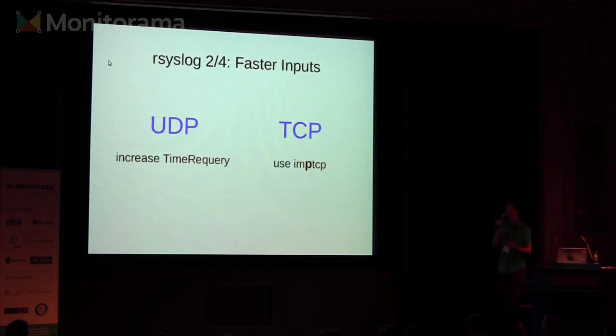On the receiving side, if you use UDP, you probably want to increase the time requery setting, which tells rsyslog how often to poll for the system time. And if you use TCP on Linux, there's a module made especially for Linux, which is much faster, called imptcp. The standard one is imtcp.